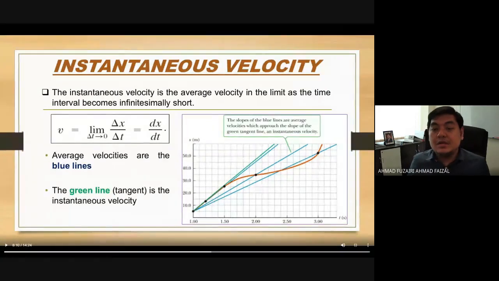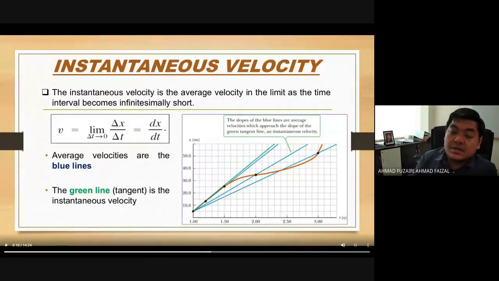So you can see on the graph here, the slopes of the blue lines are average velocities which approach the slope of the green tangent line. So you need to draw a tangent line. Do you know what a tangent is? When you have a curve graph, you draw a line that touches the curve. That point is the tangent. So from that tangent, you can get the instantaneous velocity.